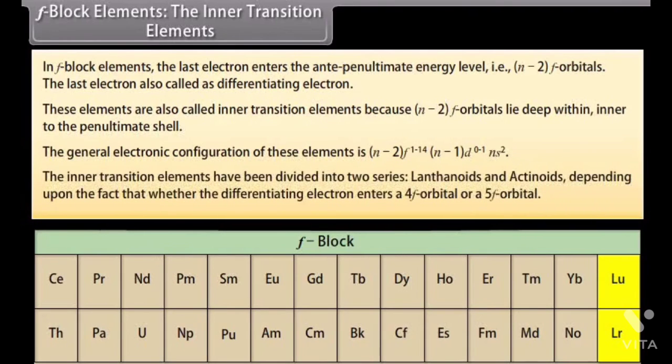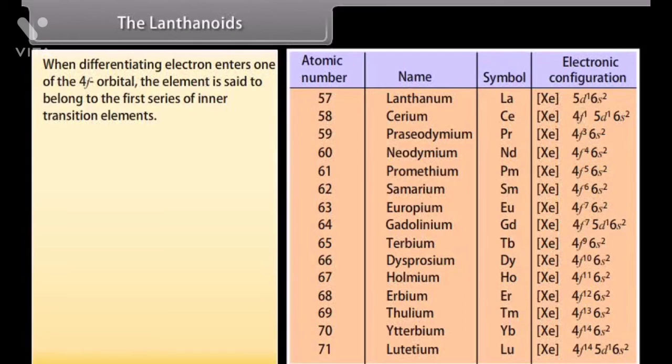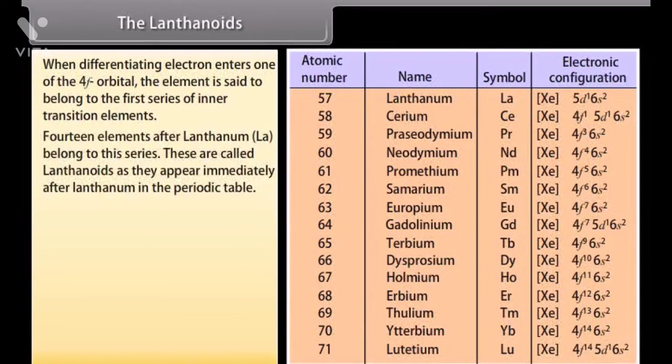The inner transition elements have been divided into two series, Lanthanoids and Actinoids, depending upon whether the differentiating electron enters a 4f orbital or a 5f orbital. The Lanthanoids. When the differentiating electron enters one of the 4f orbitals, the element is said to belong to the first series of inner transition elements. 14 elements after lanthanum belong to this series.